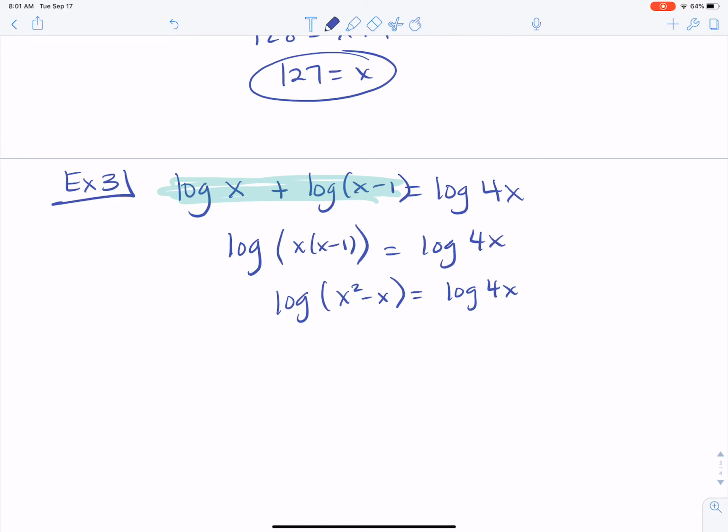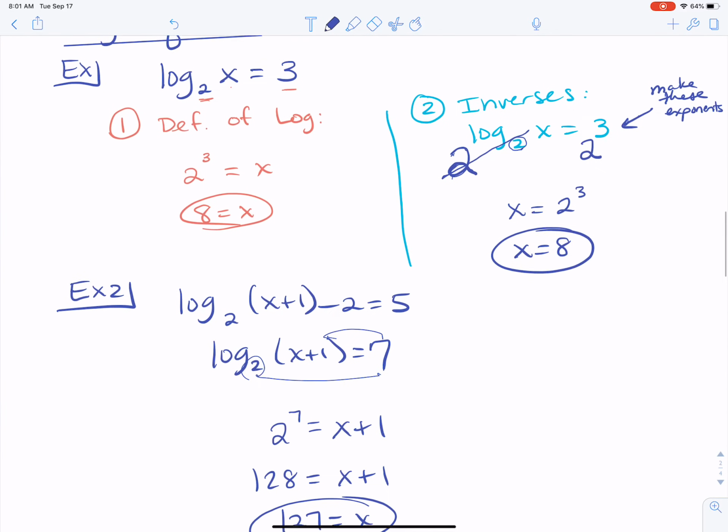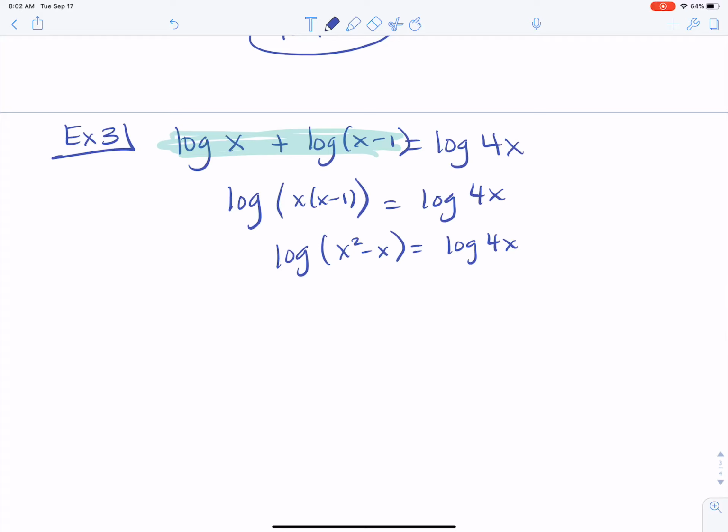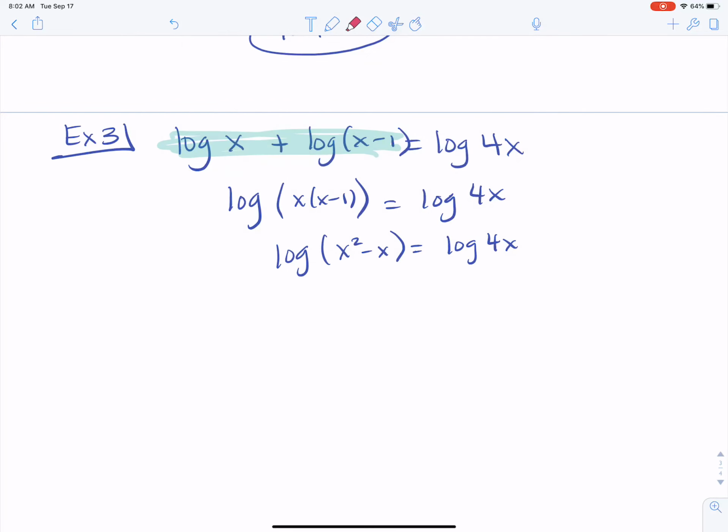And these are common logs, so the base is 10. Keep that in mind. The reason I'm saying that is because this problem is a little bit different than the other two examples because we have a log on both sides here. These other examples didn't have a log on both sides. So if you have a log on the left and a log on the right, then the way you're going to solve this is if the left does indeed equal the right, then the only thing you need to focus on is making the arguments equal.